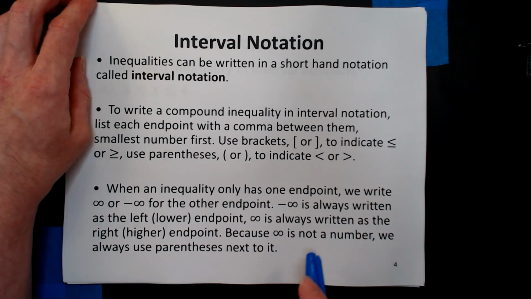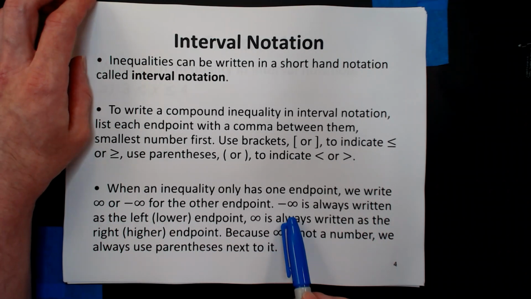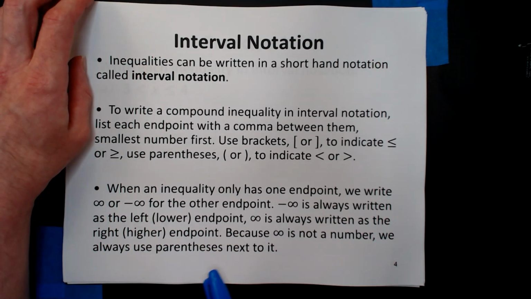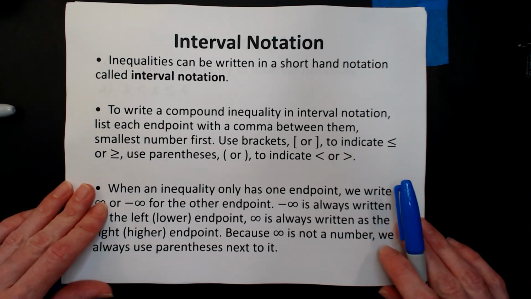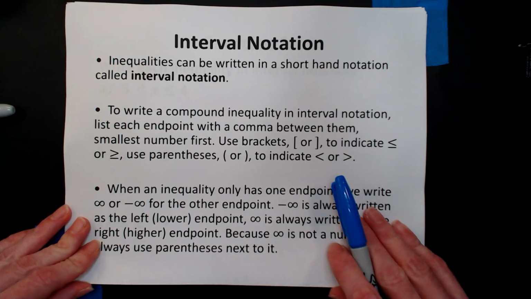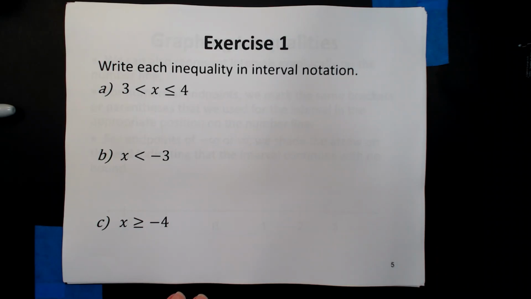When an inequality only has one endpoint, we write infinity or negative infinity for the other endpoint. Negative infinity is always written as the left endpoint, and infinity is always written as the right, higher endpoint. Because infinity is not a number, we always use parentheses next to it. So infinity doesn't ever get a bracket. We always use parentheses because it's more like a direction than a number. Just keep going that way forever.